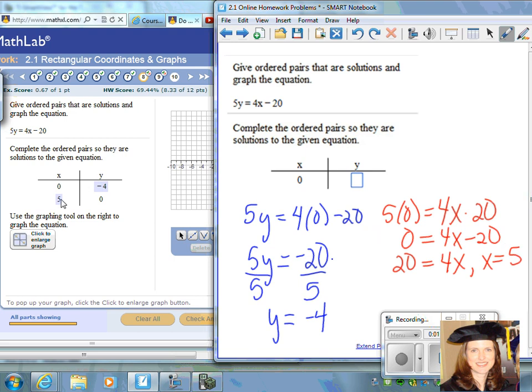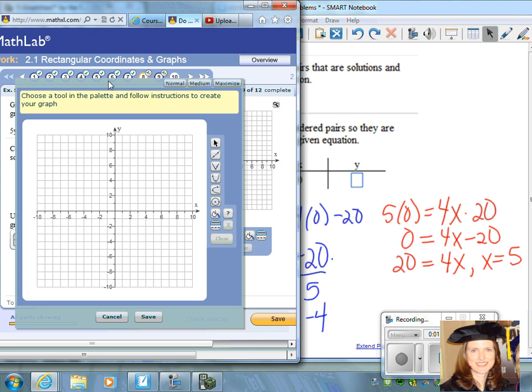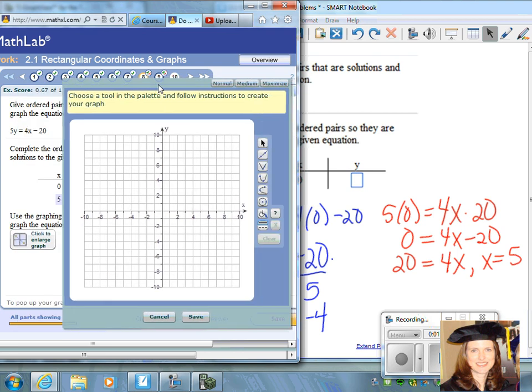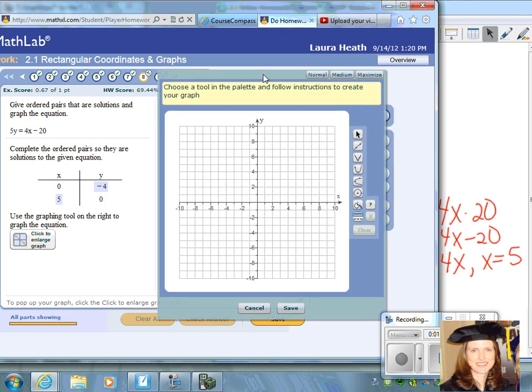So we plot that point, or enter that value in the space provided. Now with those 2 points, you can sketch the line. We've actually found the x-intercept and the y-intercept. I'm going to zoom in and show you how we use the tools to sketch the line once we know the x and the y-intercept.